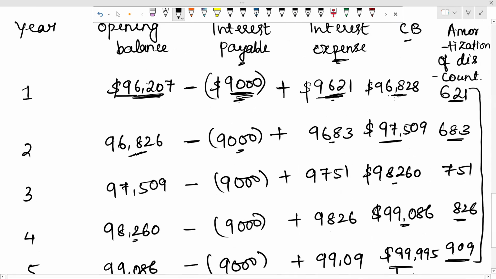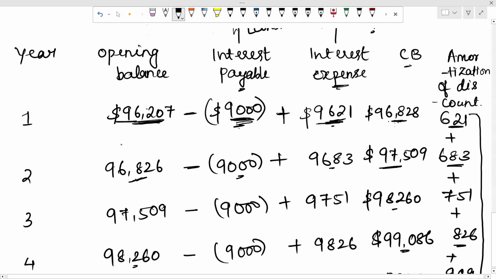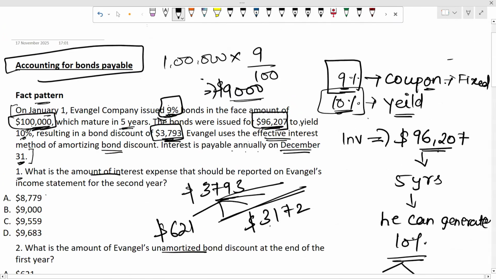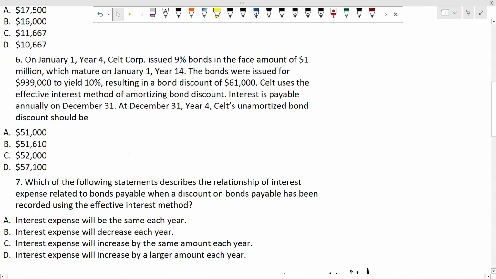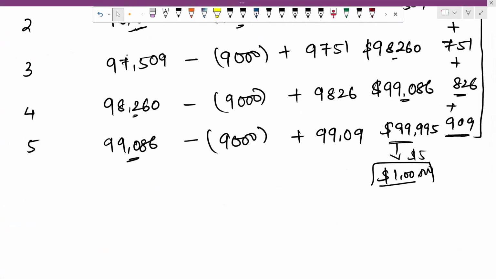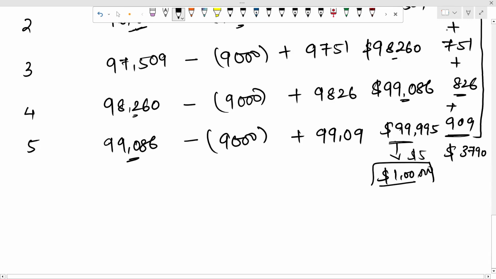Now the amortization of discount column is there from here till here. If we add everything, let's see how much we get. That is 621 plus 683 plus 751 plus 826 plus 909. We get 3790. So actually we should get 3793, but due to rounding we are getting $3790. So that $3 difference and $5 difference is due to rounding error.